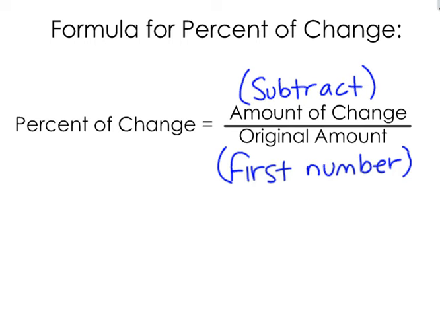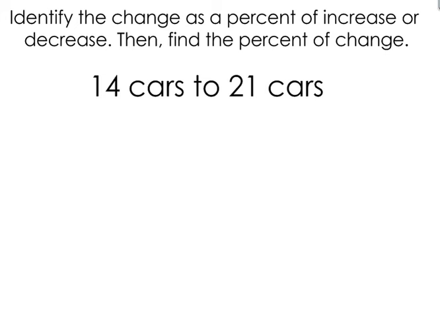All right, and now we're ready to use our formula and see what this actually looks like. It says to identify the change as either a percent of increase or decrease. Once we've done that, we can calculate out the exact percent of change. In general, if you have an amount that goes up, that would be a percent of increase. If your amount goes down, that would be a percent of decrease. So we have 14 increasing to 21, so we're looking for a percent of increase.